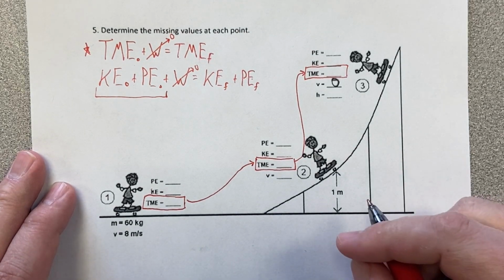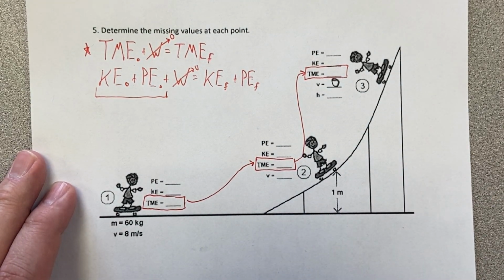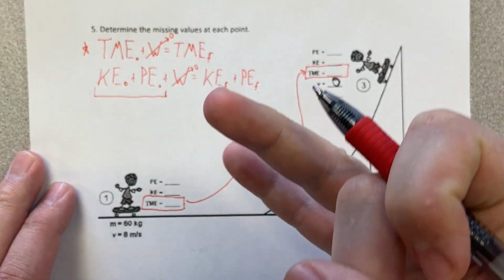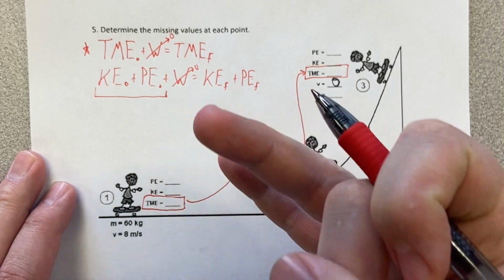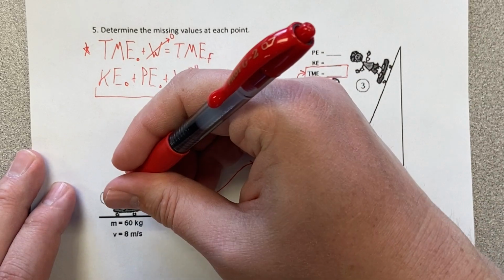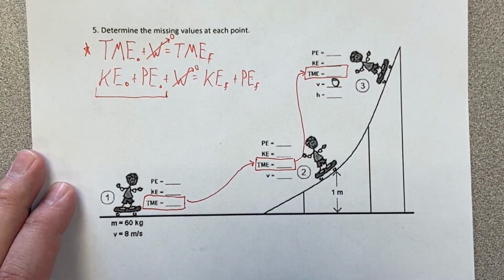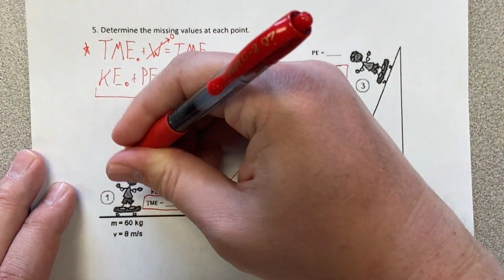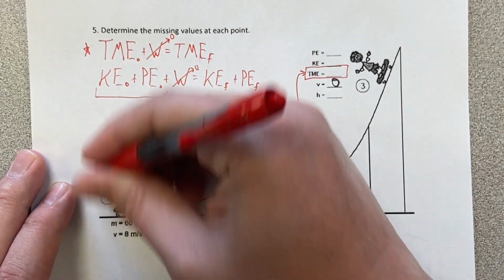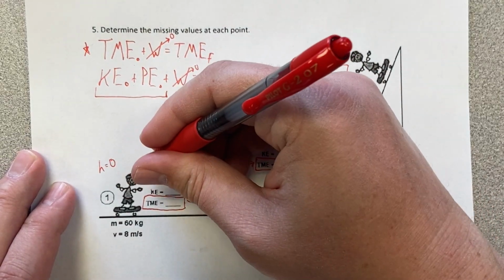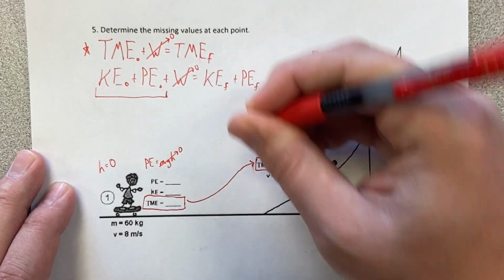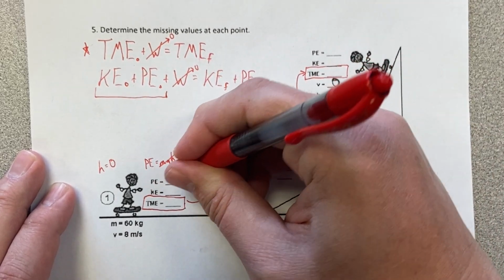Now, in order to work this kind of problem, we need to go through and do what I call an energy audit. Does it have a certain type of energy? And if so, can we calculate it? So for example, at point 1, does this skateboarder have potential energy? Well, when we're asking that, we're really saying, do they have height? Well, at the beginning, the height is 0. And since potential energy is mgh, if the height is 0, then the potential energy is 0.